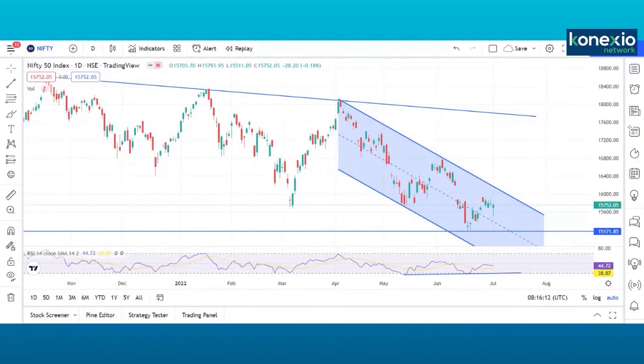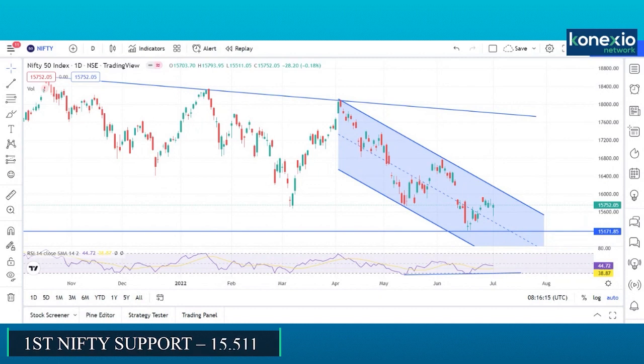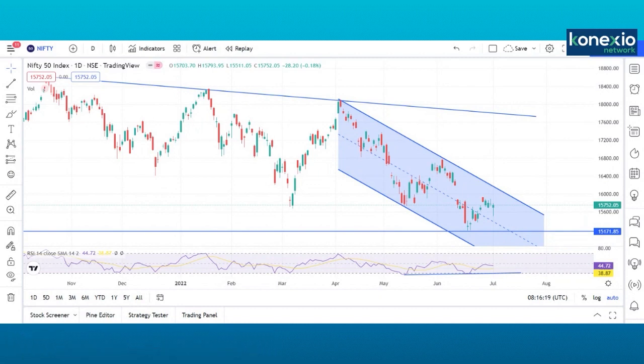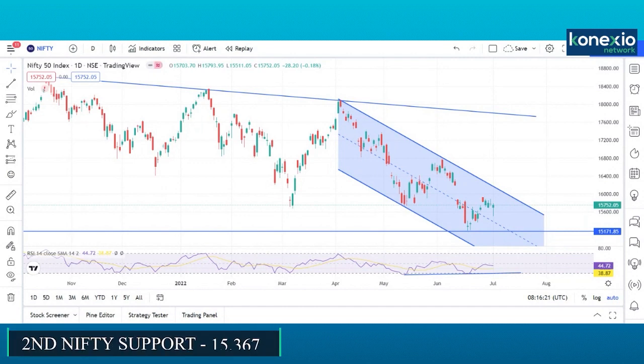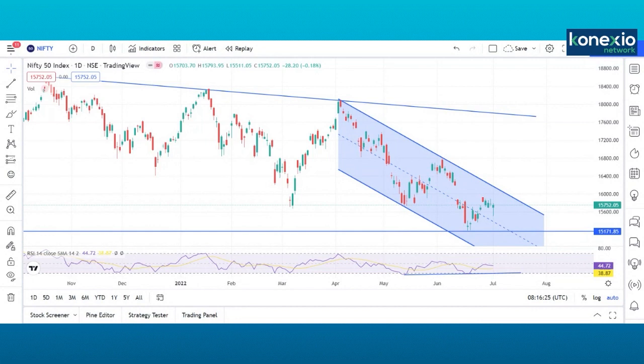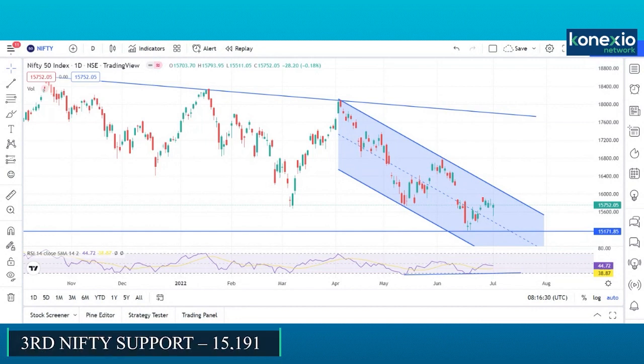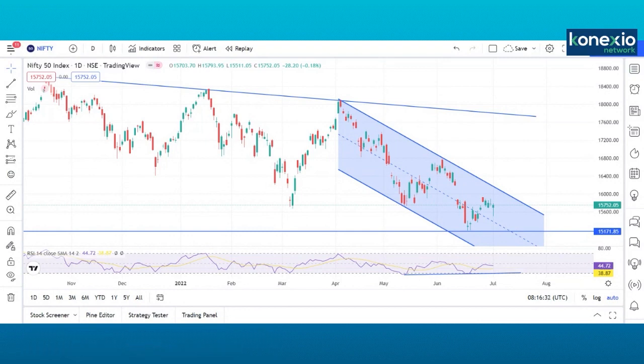The important support in the Nifty for the next week is placed at 15,511, which is the first support for the next week. Second support in the Nifty is placed at 15,367, while third support is placed at 15,191. These are the three important supports for the next week.